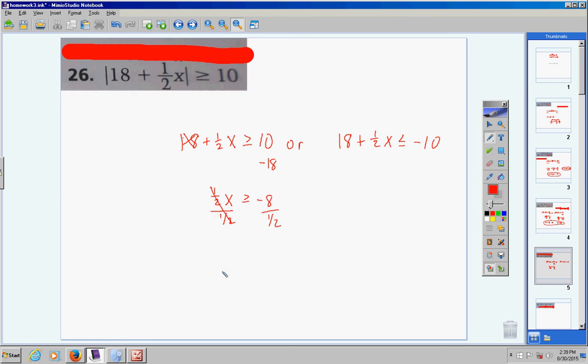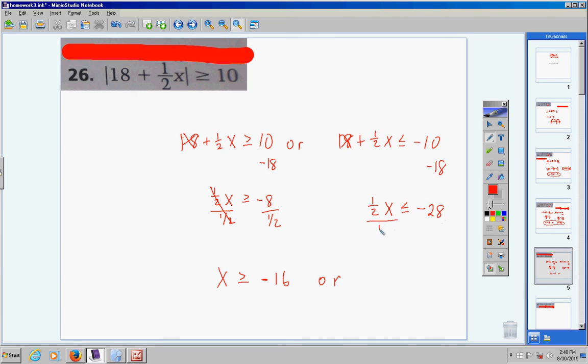These cancel, leaving you with x. X is greater than or equal to a negative divided by a positive is negative. 8 divided by 1/2 is 16. Use your fraction button on your calculator if you need to. Alright. 8 divided by 1/2 is negative 16. Now, next inequality, bring the 18 over, make it a negative 18. So we're left with 1/2 x is less than or equal to negative 28.